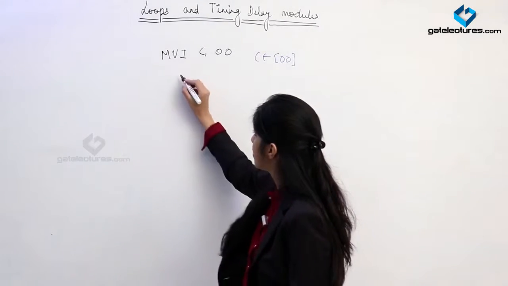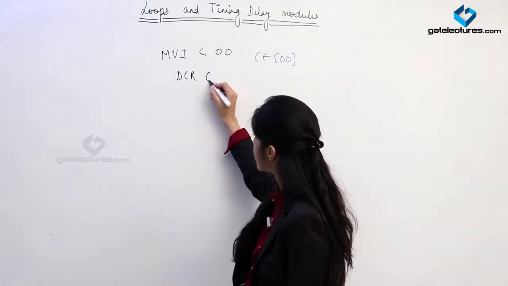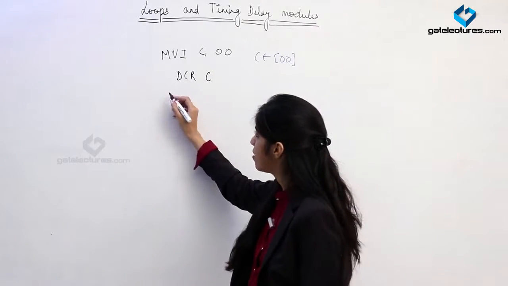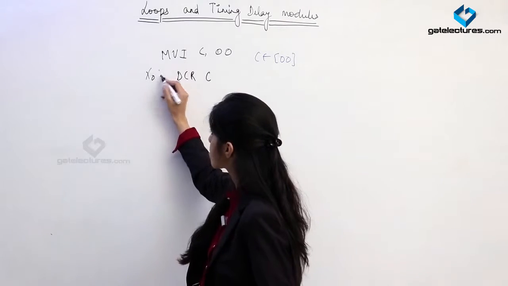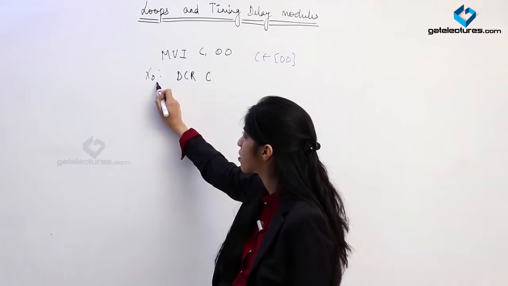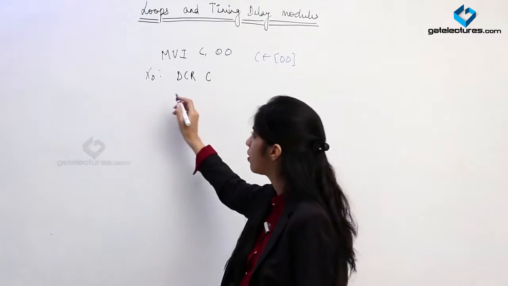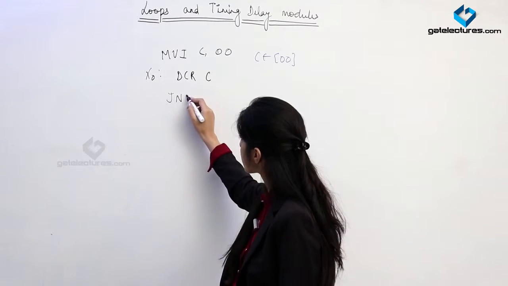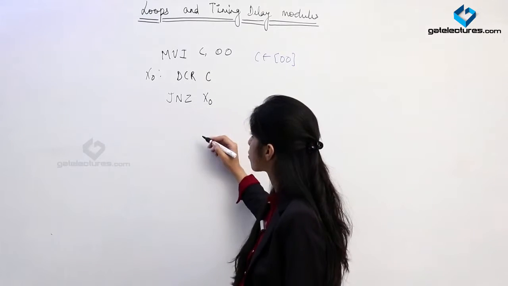Next I have DCR C, and then suppose I am giving this a label. This is just a label because we are not sure of the address of this instruction, so I am just giving it a label X0. The next instruction I am giving is JNZ X0.